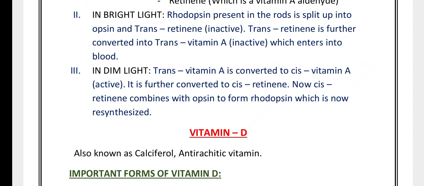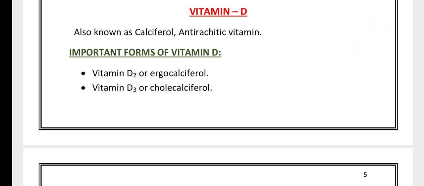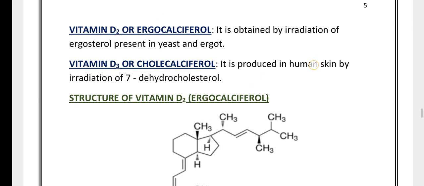Now coming to the next fat soluble vitamin, that is vitamin D. Vitamin D is also known as calciferol and anti-rachitic vitamin. There are two important forms of vitamin D. First one, vitamin D2 or ergocalciferol, and second one, vitamin D3 or cholecalciferol. We can see these two vitamins briefly one by one.